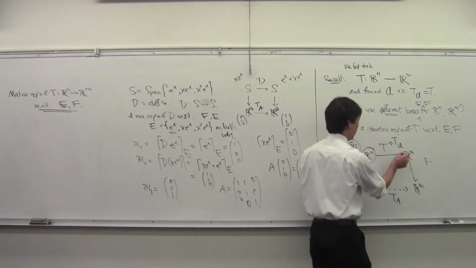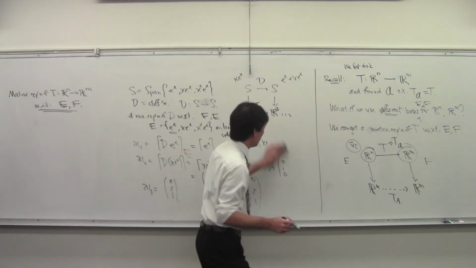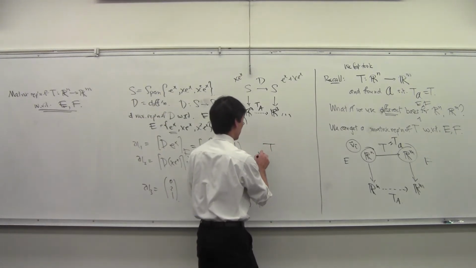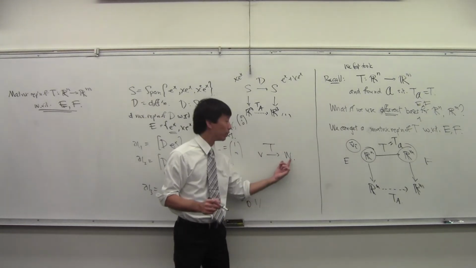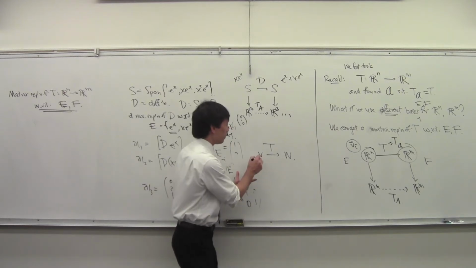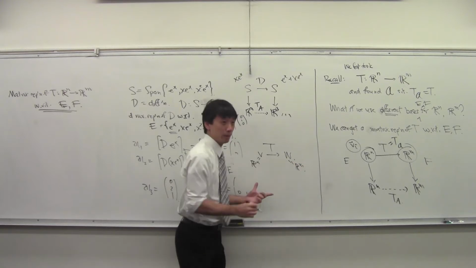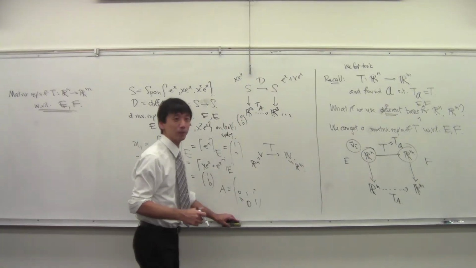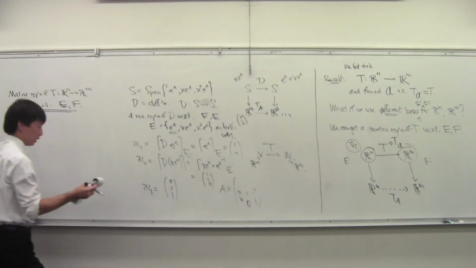Just now we said, how do you get a matrix representation from some abstract vector space to another abstract vector space? And now what we're saying is that suppose those spaces are Rn and Rm. Okay, and we'll see what happens.